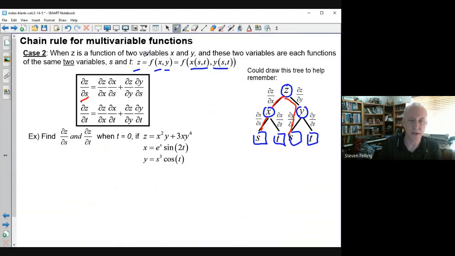So if I wanted to find partial z partial s, the first thing I would do is take partial z partial x. So the partial derivative of z with respect to x would be 2xy, right, plus 3y to the fourth, right? And then the partial derivative of x with respect to s. So now we have a more complicated parameterization here.